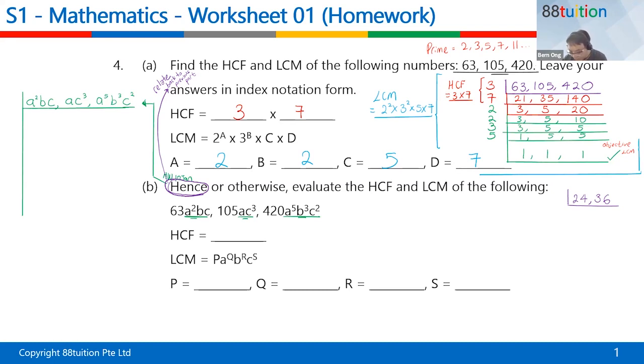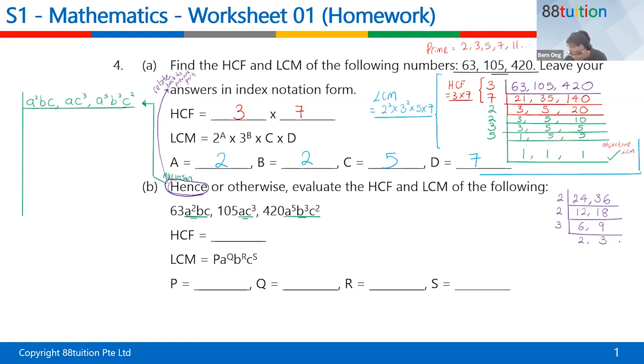As you can see, 24 and 36 are even numbers, so both of them can divide by 2. I go ahead and divide by 2. 12 and 18 are even numbers, so I divide by 2 again. 6 and 9 are no longer even, cannot divide by 2. So I divide by the next prime number, which is 3.